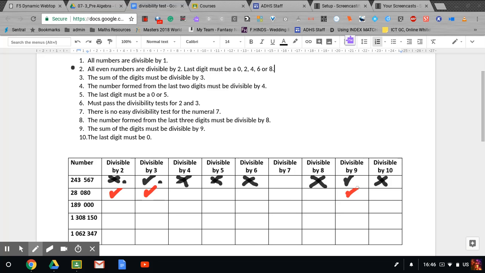Does 4 go into the last 2 digits? Into 80? Yes, 4 does go into 80. Does it end in a 5 or a 0? Yes, it does. Divisibility tests 2 and 3, are they true? Yes, they are. I'll leave you to work that one out. Are the last three digits divisible by 8? Yes, they are. And does it end in a 0? Yes. So that's one that's divisible by a whole lot of things. All right, so I'll leave you to practice on the other 3 examples. I hope this has helped you with your divisibility.